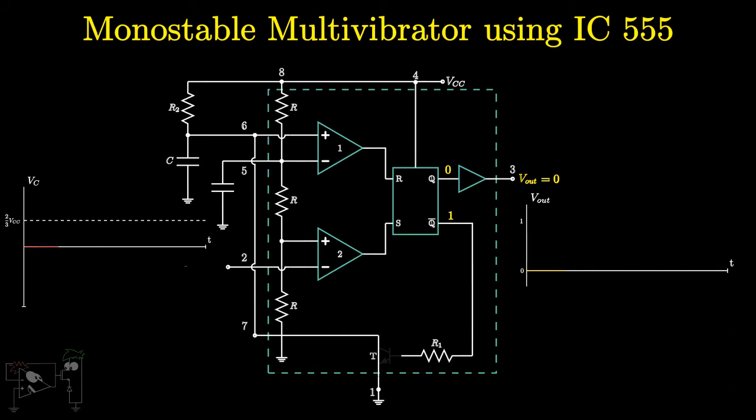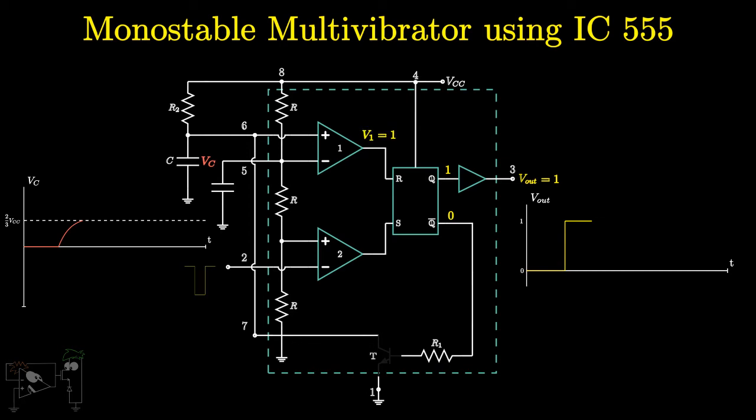Now, when a negative trigger is applied to pin 2, the output of the comparator C2 becomes high. Thus the output of the flip-flop becomes high and the discharge transistor gets turned off. Due to this, the capacitor C starts charging towards VCC. Once the voltage VC across the capacitor reaches 2/3 VCC and exceeds it a bit, the output of the comparator C1 becomes high.